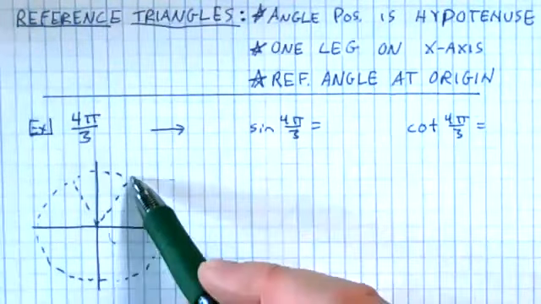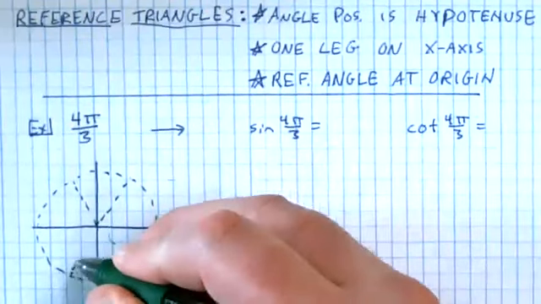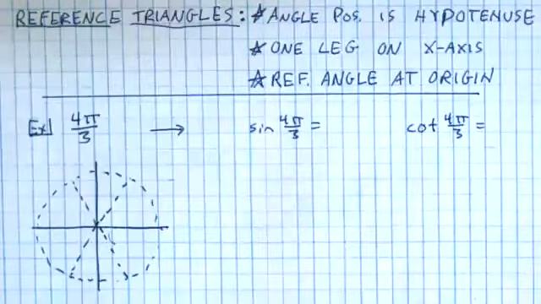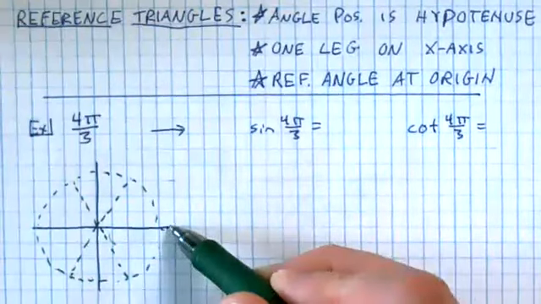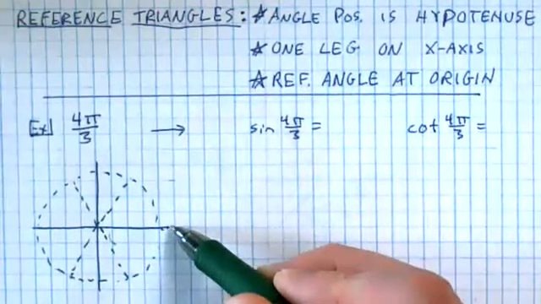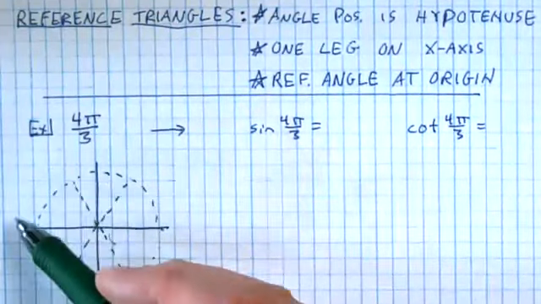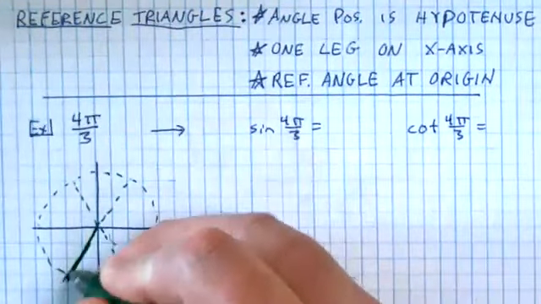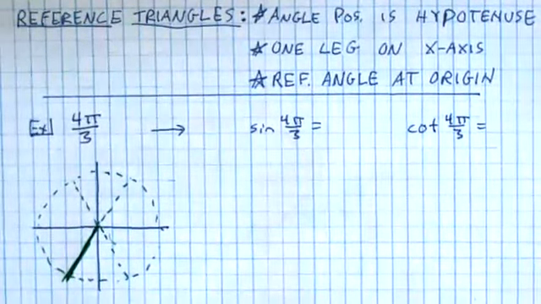I'm going to start counting. 1 pi over 3, 2 pi over 3, 3 pi over 3. We're going to go down to here as well, so let me chop those into thirds as well. Starting at 0, moving in the positive direction, we're going to count 1 pi over 3, 2 pi over 3, 3 pi over 3, 4 pi over 3, and we will draw that position right there. And when we draw that angle position, we are creating the hypotenuse of our reference triangle.